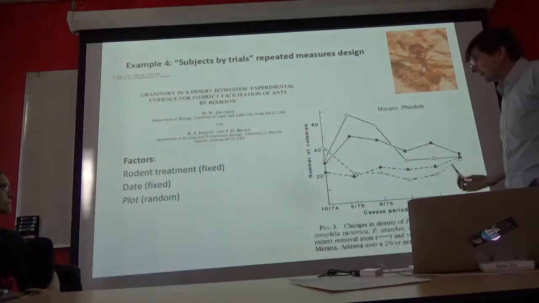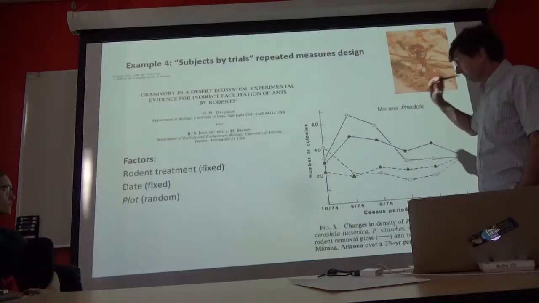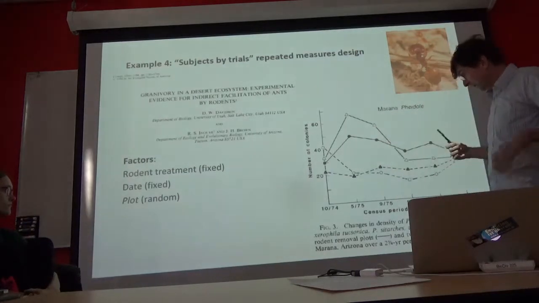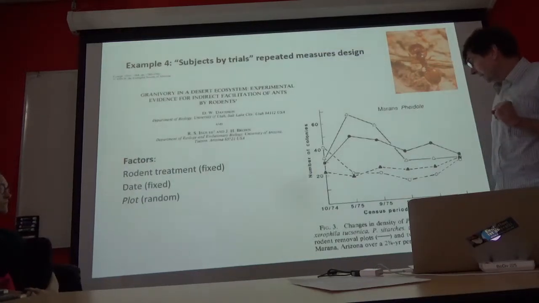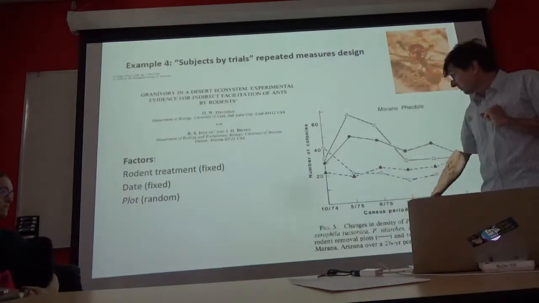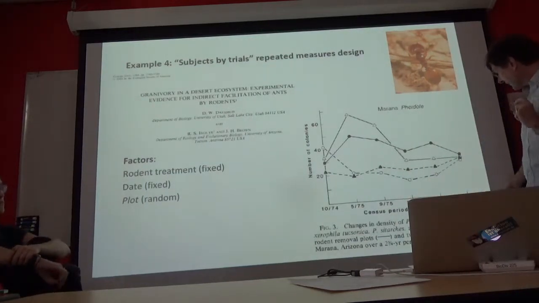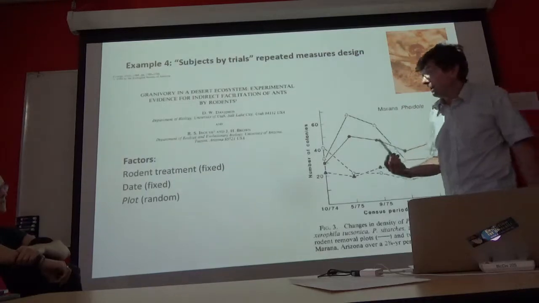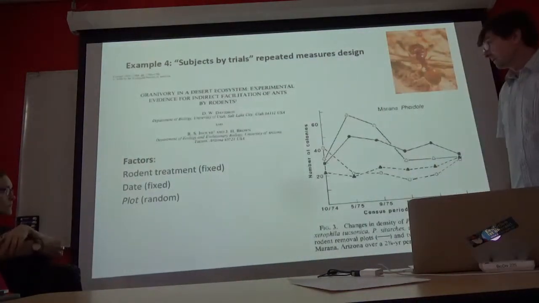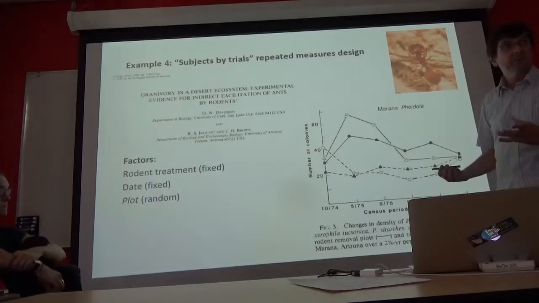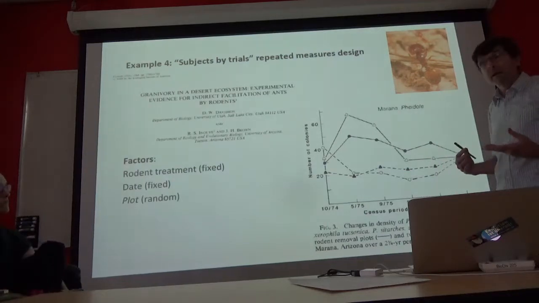So classic experiment, the main treatment of interest was rodent, whether they were present or absent, or whether the small ones were present or absent. And then the other treatment was date, because she took measurements of exactly the same enclosures repeatedly. So this becomes like a repeated measure of the random effect, which is in this case the plot. So in this particular experiment, there's only four plots, but they're measured repeatedly. How do you analyze this?